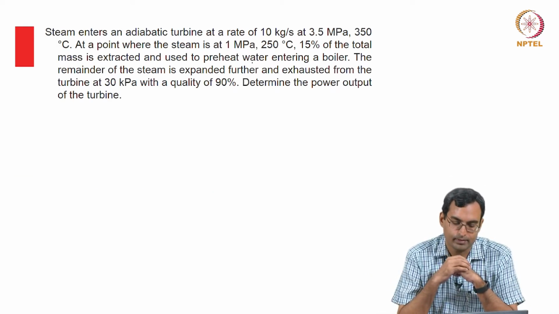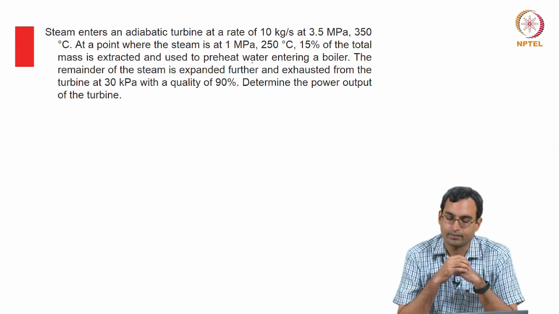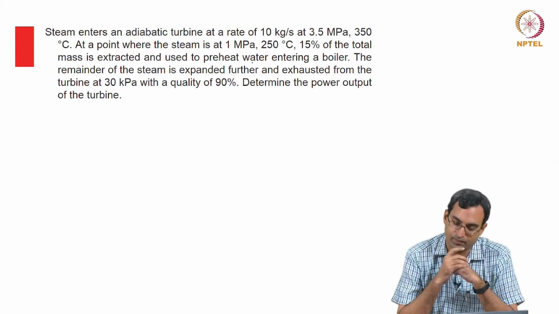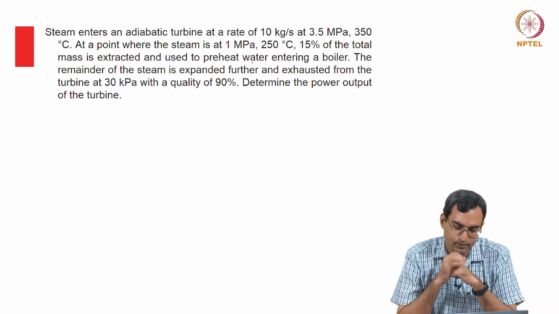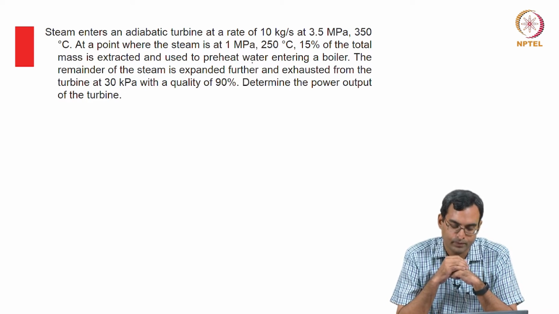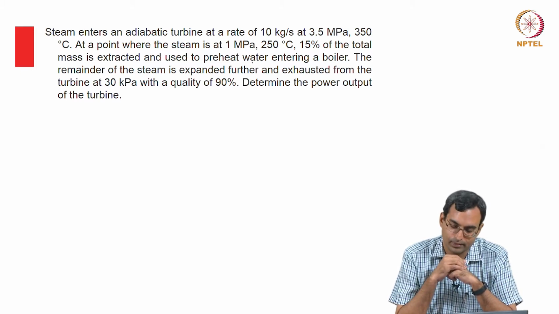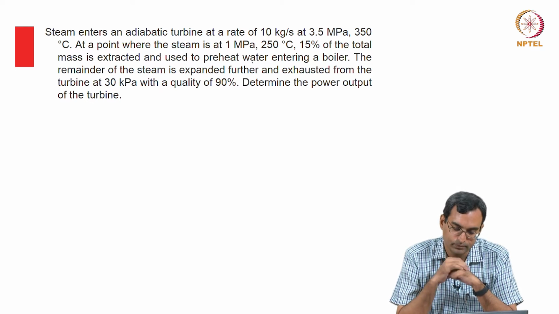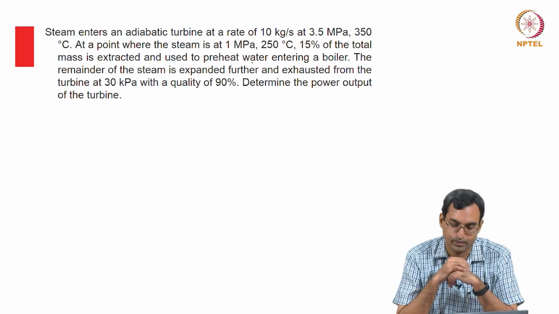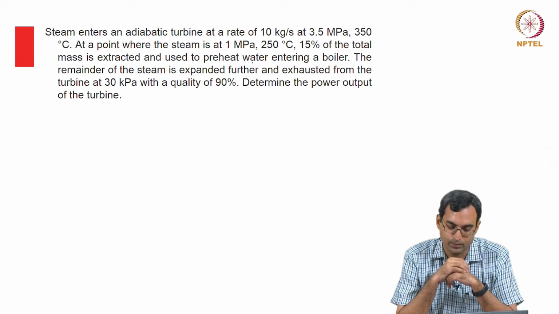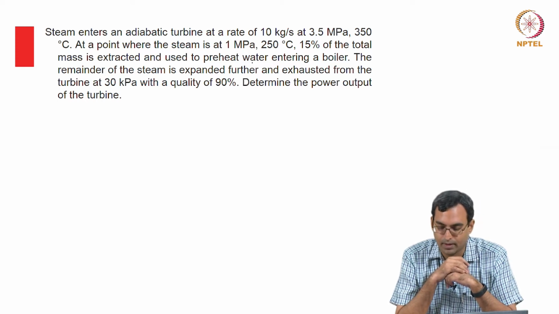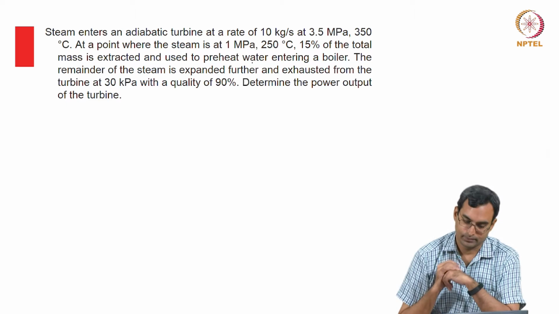It says steam enters an adiabatic turbine at a rate of 10 kg per second at a pressure of 3.5 megapascal. The temperature is 350 degrees centigrade. At a point where the steam is at 1 megapascal, 250 degrees centigrade, 15% of the total mass is extracted and it is used to preheat water entering a boiler. The remaining steam is expanded further and exhausted from the turbine at 30 kilopascal with a quality of 90%. We are asked to determine the power output of the turbine.